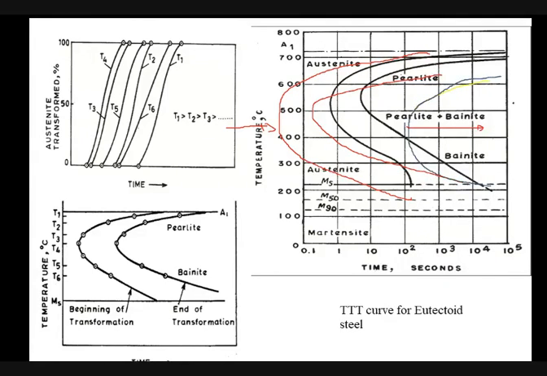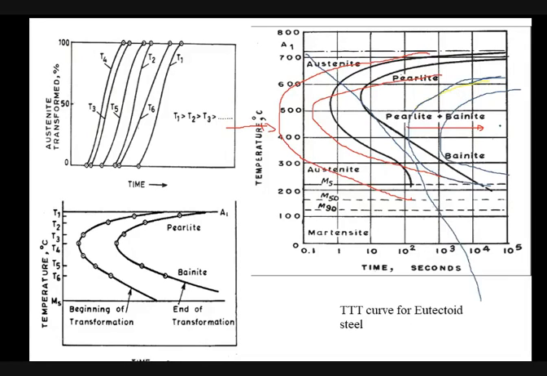By addition of alloying elements, suppose this is your nose of the C curve. Now you can see here that you have so much time available to form martensite. You can see around 10 to the power 2. In 10 to the power 2 seconds you can cool the sample and still you will get martensite there. Are you getting it or not? So this nose of the C curve needs to be shifted to the right side. Then only your hardenability will increase, and your chances to get martensite will increase.